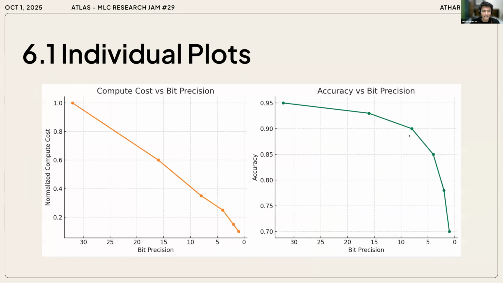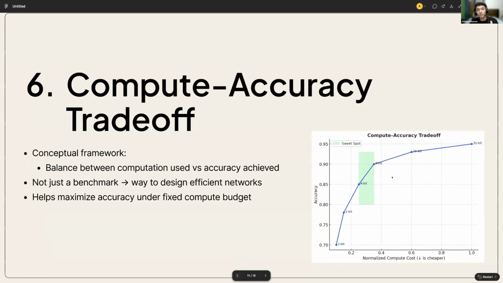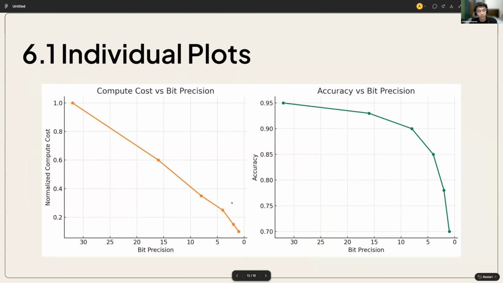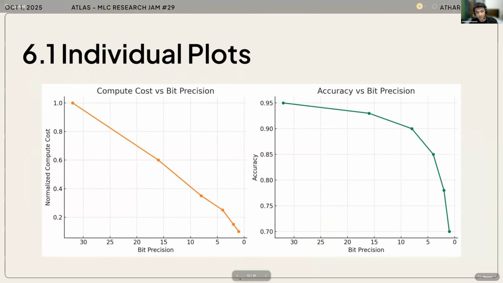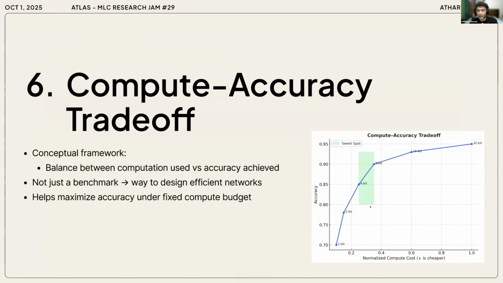So these are just some example plots of how compute cost falls down when bit precision falls down. Like 1 bit uses a lot less energy as compared to a 32-bit or a 16-bit model, but accuracy also falls down along with it. So the compute accuracy trade-off is actually a benchmark which uses both the compute cost reduction and the accuracy reduction, and is able to plot a graph on how efficient a given model is.